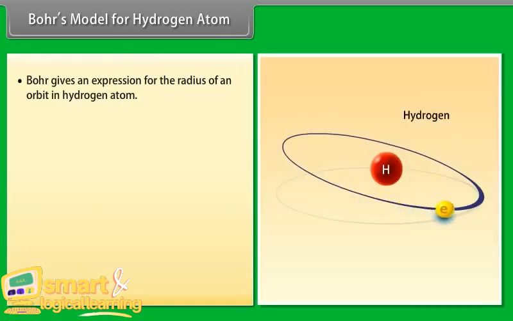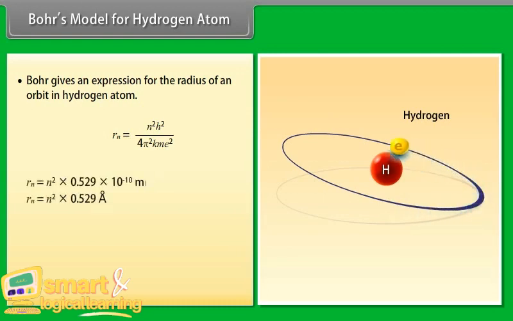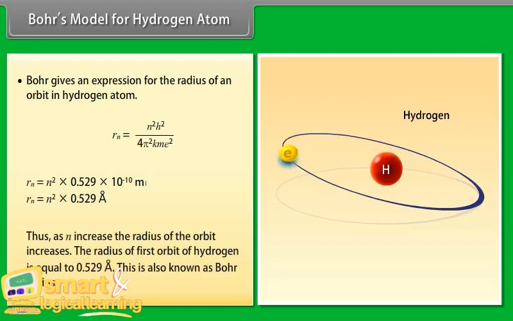Bohr gives an expression for the radius of an orbit in hydrogen atom. Rn is equal to n square into h square divided by 4 into pi square into k into m into e square. Rn is equal to n square into 0.529 into 10 raised to minus 10 meter, that is, Rn is equal to n square into 0.529 angstrom. Thus, as n increases, the radius of the orbit increases. The radius of first orbit of hydrogen is equal to 0.529 angstrom. This is also known as Bohr's radius.